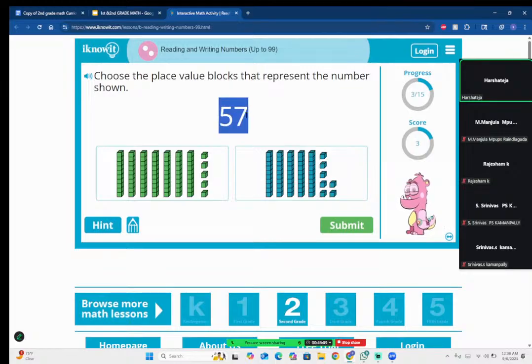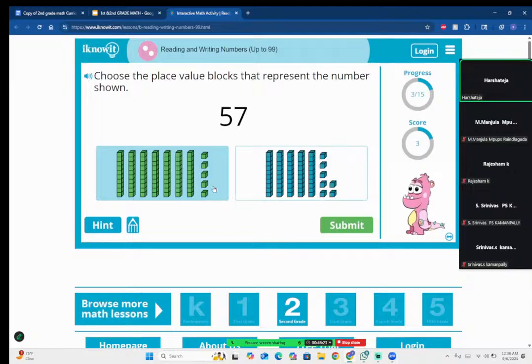Now we know there's 50 10s and 7 1s. So 1, 2, 3, 4, 5, 6, 7. 1, 2, 3, 4, 5. So that's 75 here. 1, 2, 3, 4, 5. This is 50. 1, 2, 3, 4, 5, 6, 7. 57.